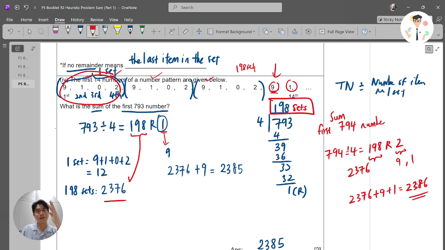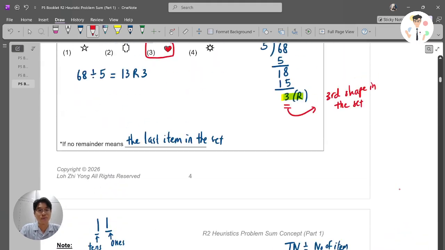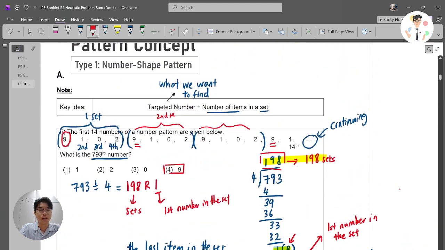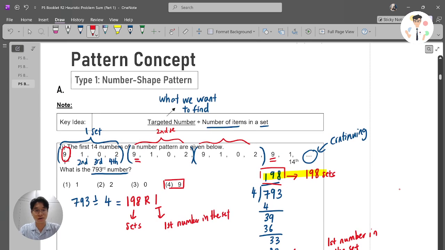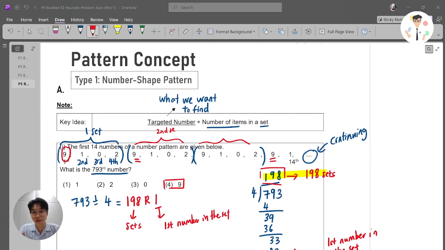I hope you get an idea of why we are dividing and how it helps us to find the exact number and find the sum of the first many numbers. Okay, that's basically our first part, which is about the number and shape pattern here. I hope you learned something. It's a slightly long video, but this is extremely important because these are marks that you should not lose.